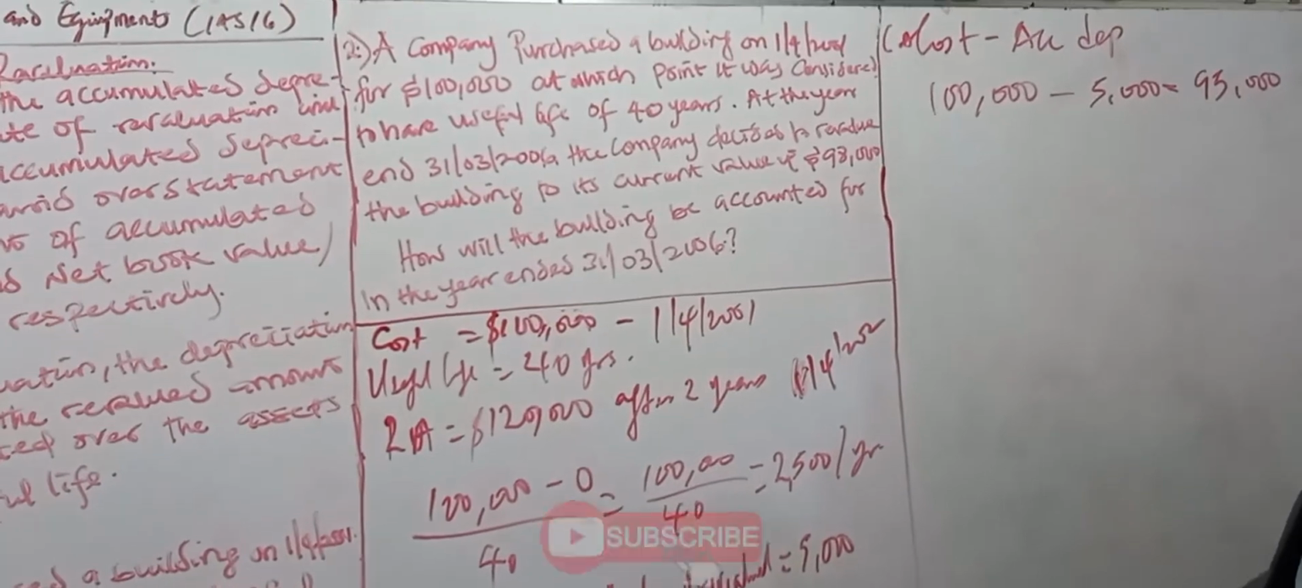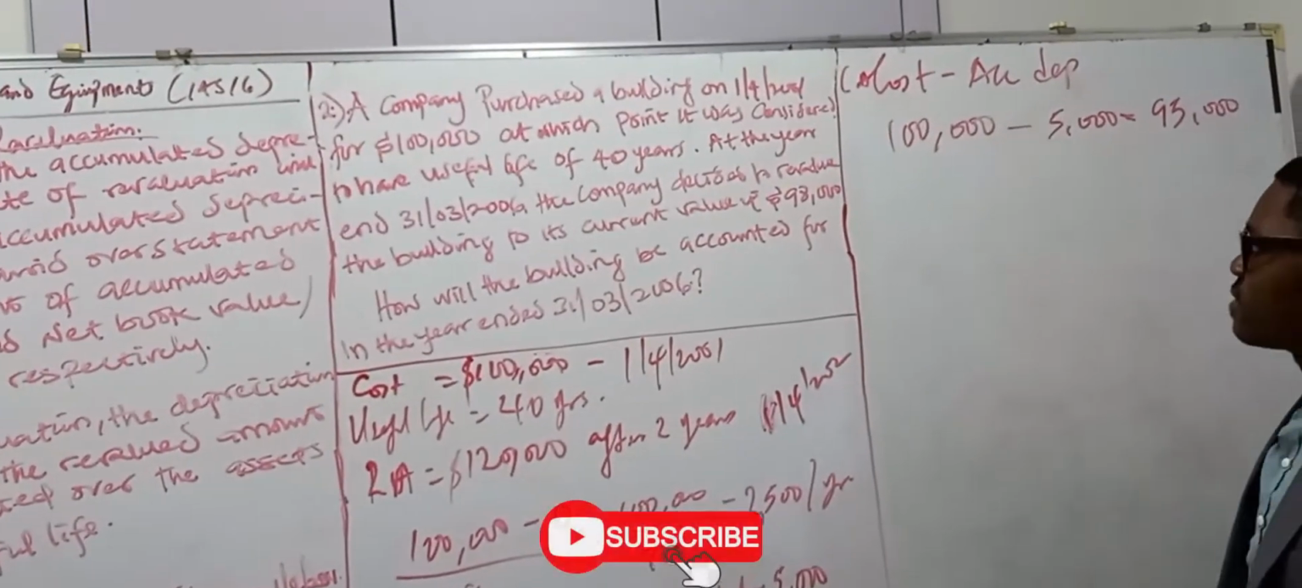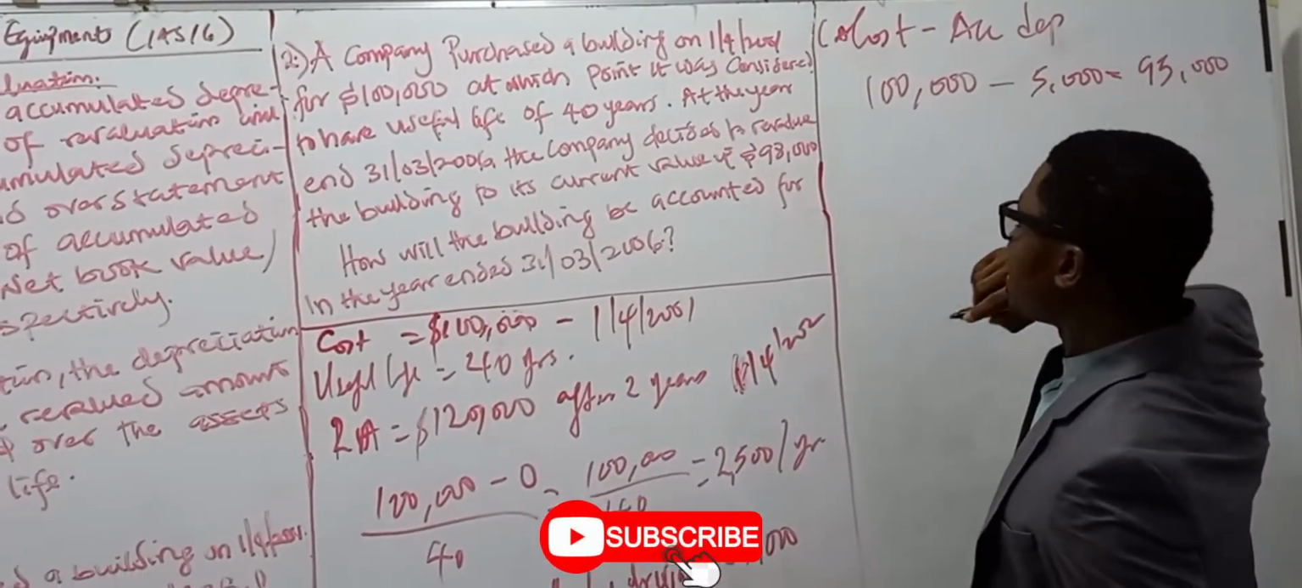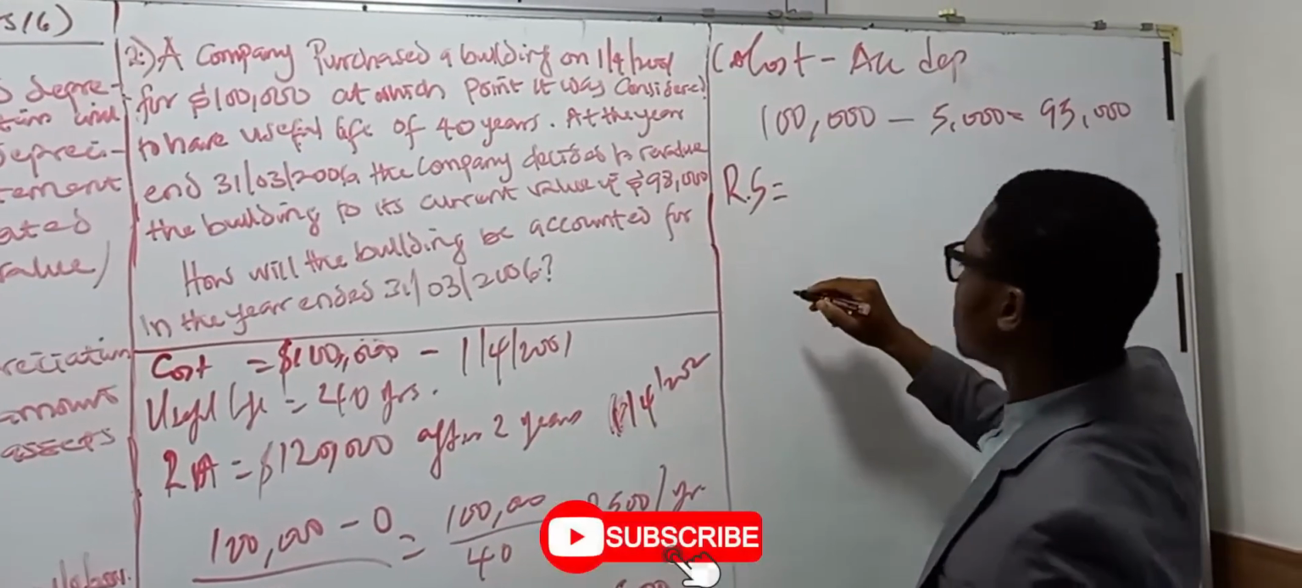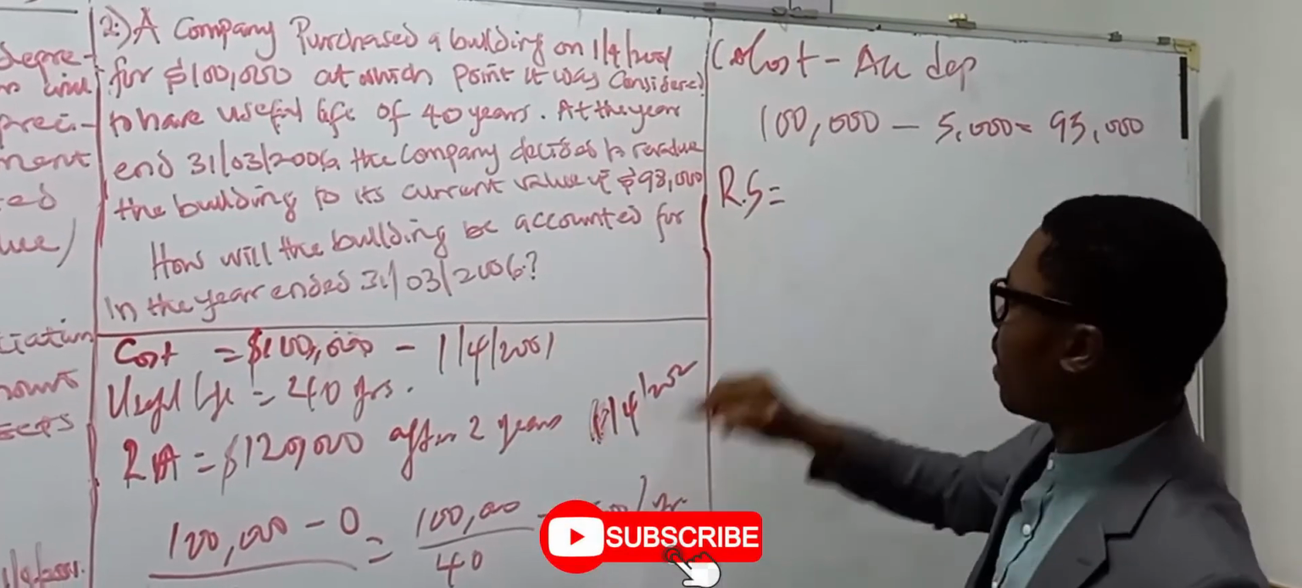Now, how do we get the revaluation? How do we know whether it's a revaluation surplus or a revaluation deficit? Now, revaluation surplus is what? What's our revaluation amount?